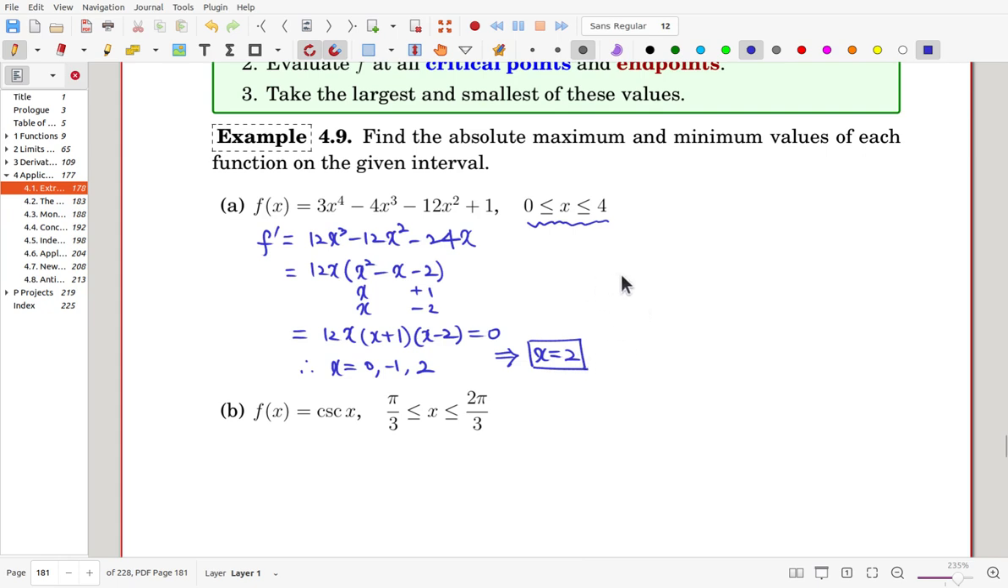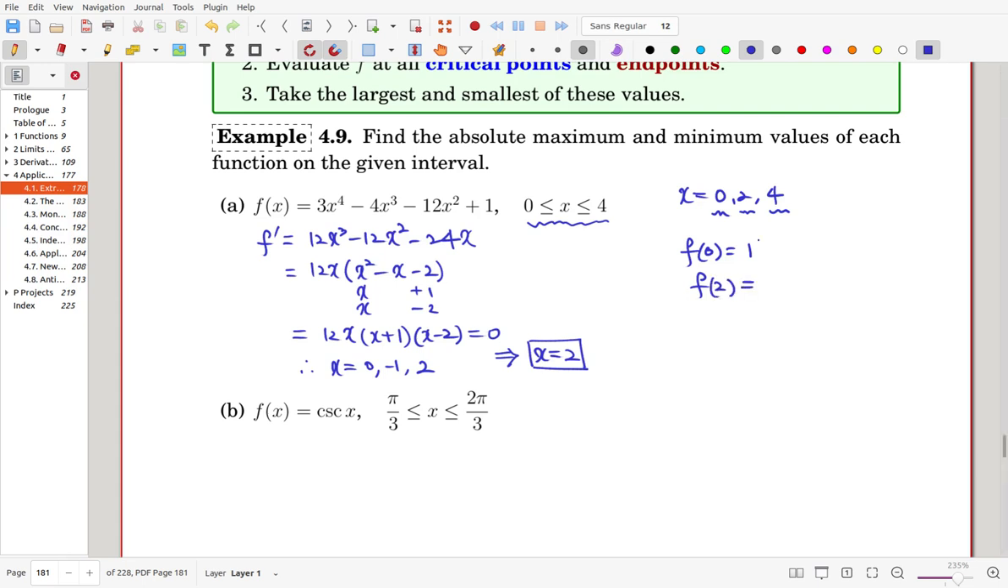Anyway, when we try to find the absolute maximum and minimum, we have to evaluate at x equals 0, 2, and 4. This is the critical point, and these are endpoints. Okay, we evaluate the values. f of 0 is the same as 1. Okay, now f of 2.